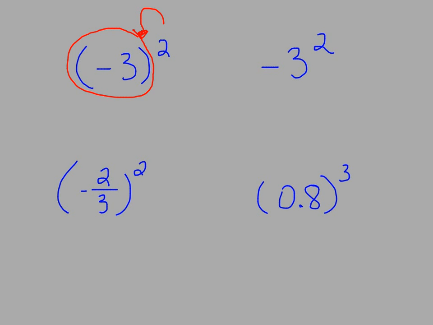So this up here means negative 3 times negative 3. So when you multiply a negative times a negative, it's always positive, and 3 times 3 is 9. So this one is a positive 9.